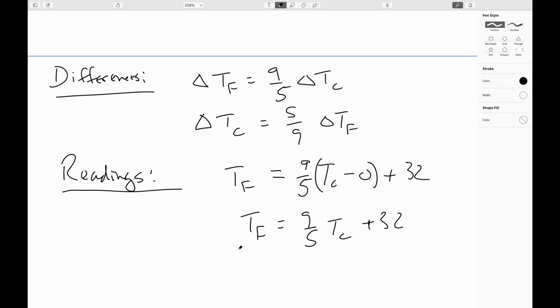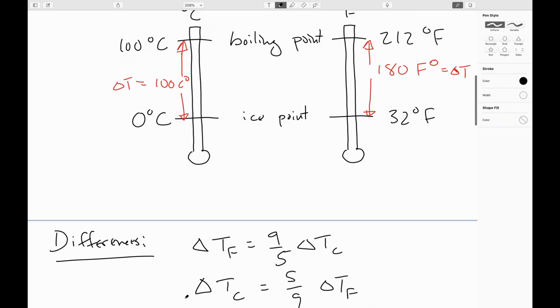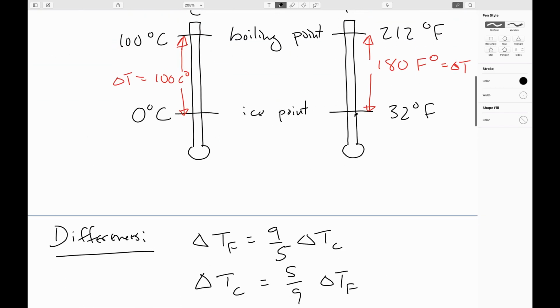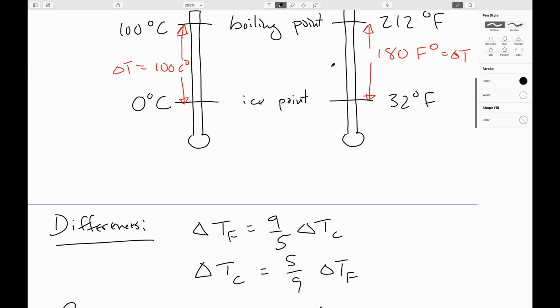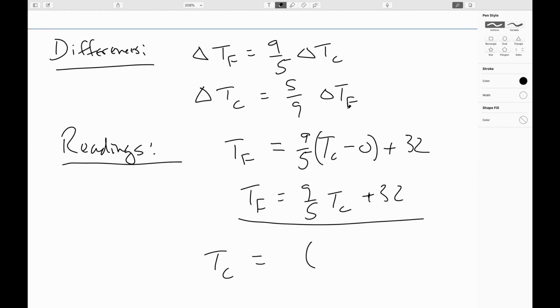Okay. So now let's try that process in the other direction. So let's say you have a Fahrenheit reading and you want to get a Celsius reading. So the goal here is you want to say T Celsius equals. So again, same process here. You'd look at your thermometer, wherever your reading is, you would subtract 32 in order to get the number of Fahrenheit degrees between the freezing point and the temperature you care about. So this will now be a temperature difference off of freezing, T Fahrenheit minus 32.